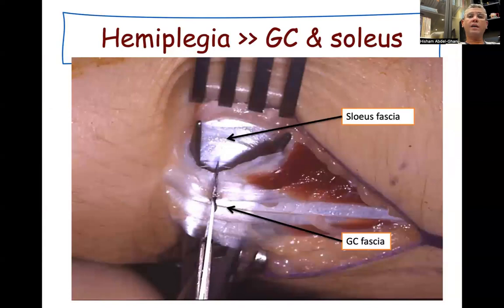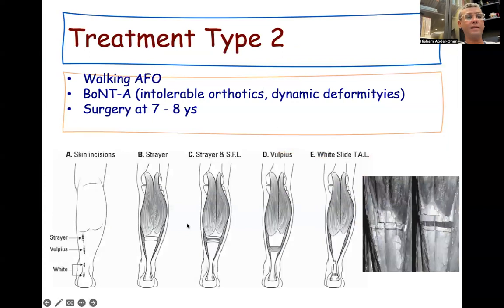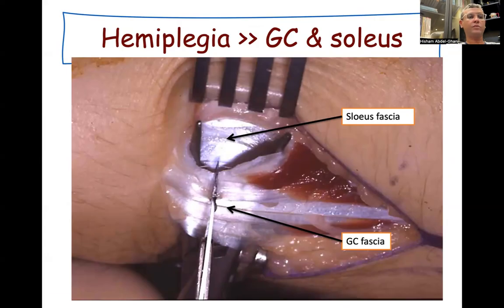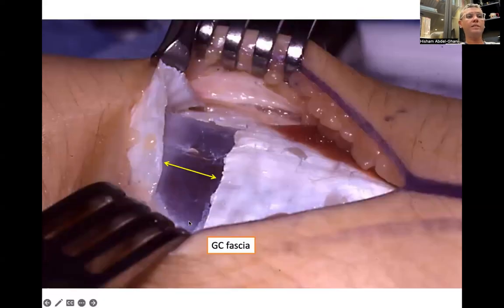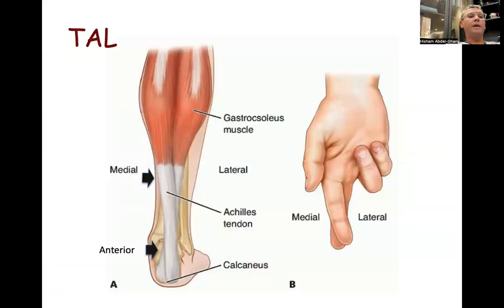Sometimes, when we are doing a higher level of release, we can release, in addition to the gastrocnemius, the soleus fascia. And the higher the level of release, the less the release. So if we go much more proximal, the less the release of the plantar flexor. When we go more distal, the higher the degree of release of the plantar flexors. Then here we release the gastrocnemius fascia.